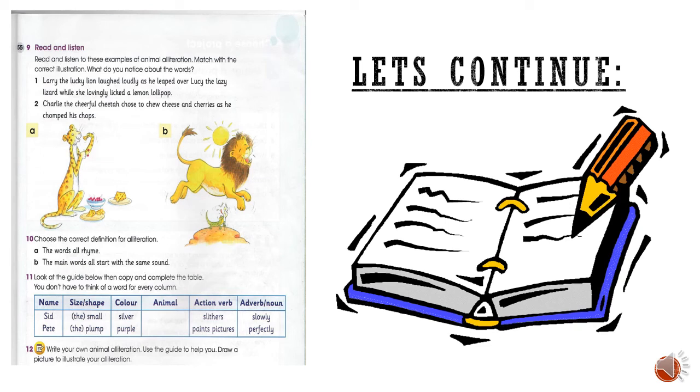And then for question 10, what is the definition of alliteration? Is it A, the words all rhyme, or B, the main words that start with the same sound? What do you think? I'm waiting for your answers as well.